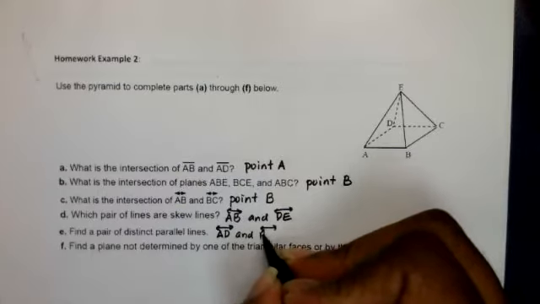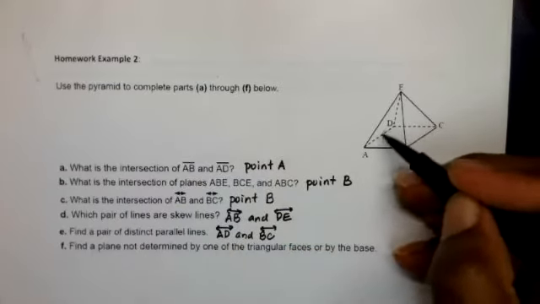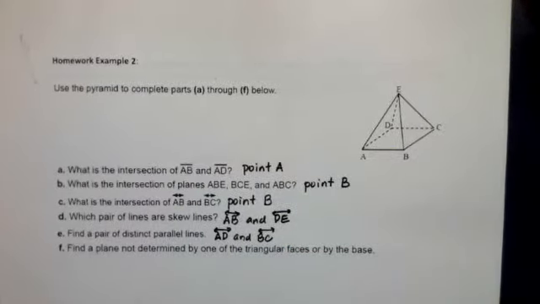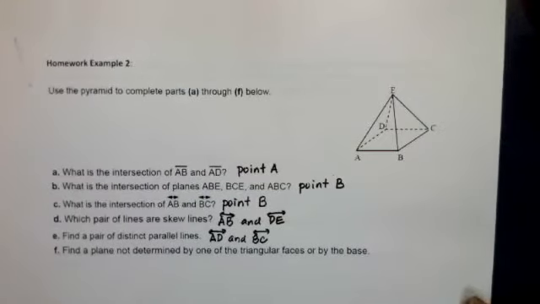So AD and BC, same plane, they don't intersect. So those are two distinct parallel lines. All right, in part F, on a plane not determined by one of the triangular faces or by the base.